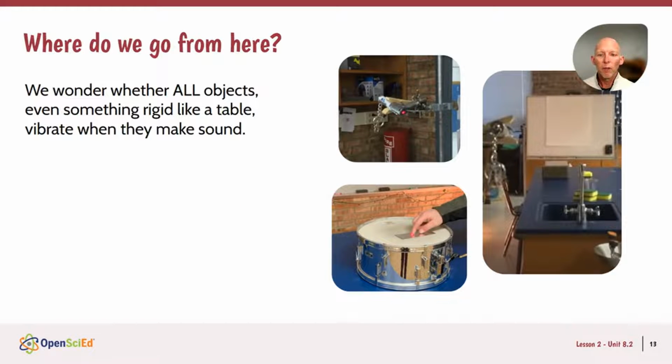So where do we go from here? Next, we see in this lesson that all the musical instruments in the speaker vibrate when they produce a sound. That makes us wonder, do all objects vibrate when they produce a sound? Even something rigid like a tabletop, my tabletop can make a sound, but it doesn't seem to vibrate. So that's what we're going to investigate in the next lesson.